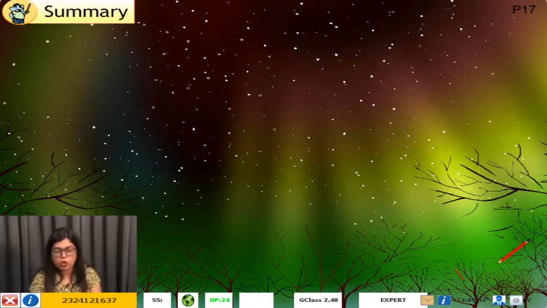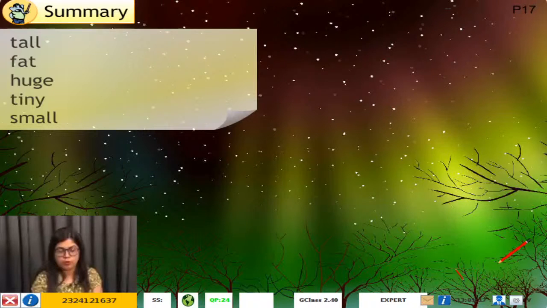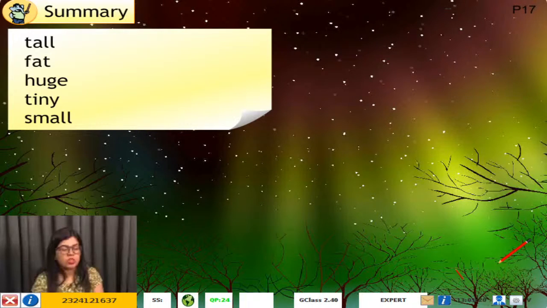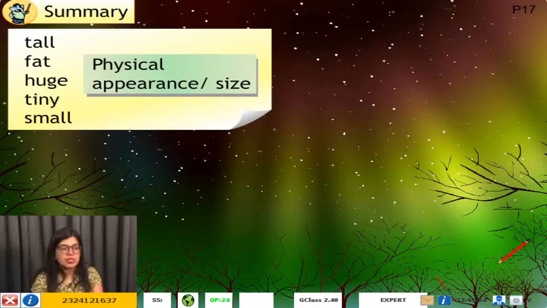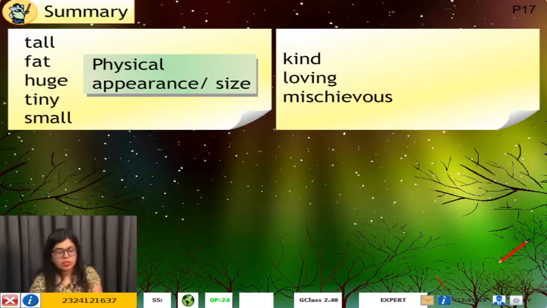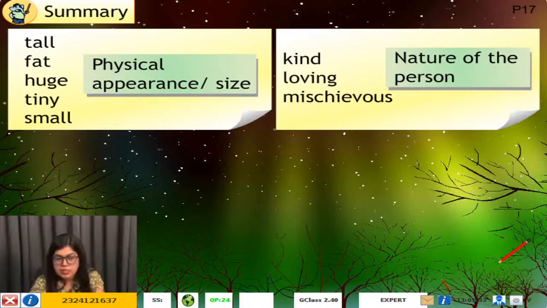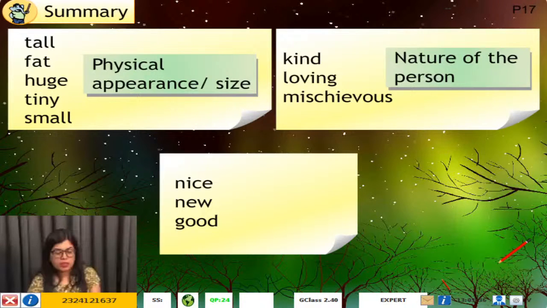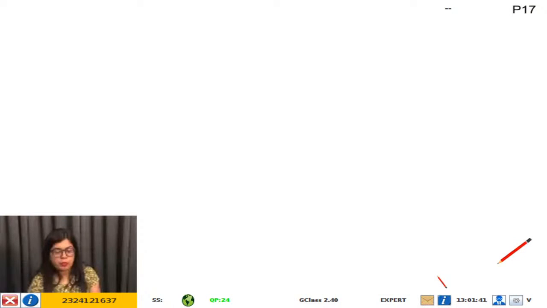So I hope all of you have understood whatever I have taught you all today. So let us look at these words: tall, fat, huge, tiny, small. So these are words describing physical appearance or size of something. Okay. Then kind, loving, mischievous. So these are the nature of a person. Okay. Nice, new, good. So these are some words talking about the quality of a person or a thing.